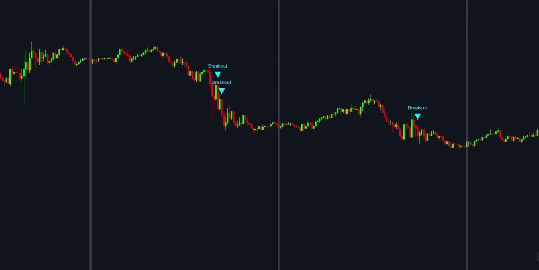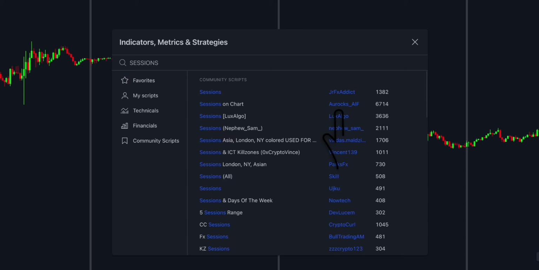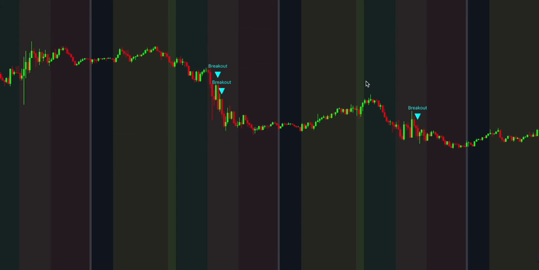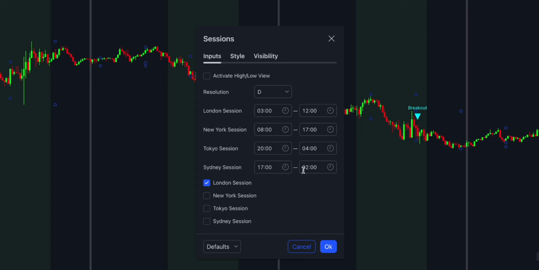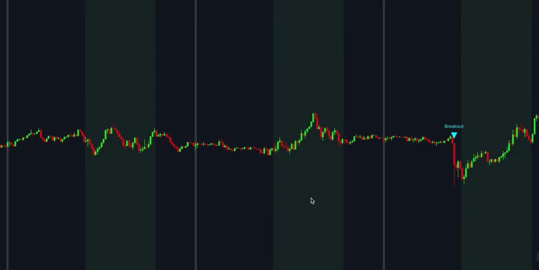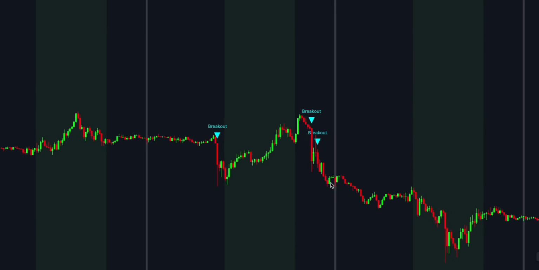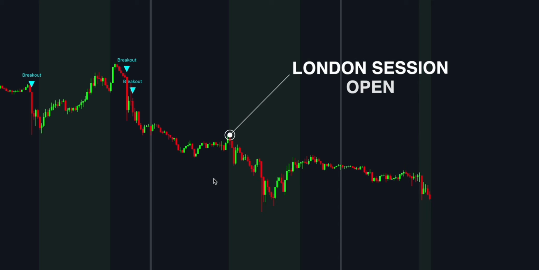For the next indicator, we'll search for Sessions on Chart by Aurochs AIF. The script is so convenient because it shows every market session on your chart with a different background color. The reason we need this tool in our strategy is to trade during a specific session, in our case, the London session. Trading activity during this period is higher than usual. We traders need volume. Trading during market consolidation results in wasted time and a lower win rate. As soon as the London session opens, the market begins to trend.